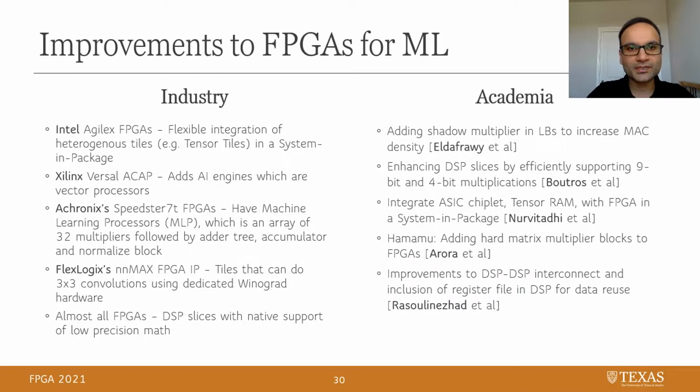Okay, let's look at some related work. Both industry and academia have proposed and deployed improvements to FPGAs for ML in recent years. Intel supports flexible integration of heterogeneous tiles in system in package in their Agilex FPGAs. Xilinx Versal ACAPs add AI engines. Achronix and Flex Logix have also added ML-specific blocks on the FPGAs. In academia, adding shadow multipliers to logic blocks has been proposed. Enhancing DSP slices for lower precision multiplications has also been proposed, as has the addition of register files in DSP slices for data reuse.